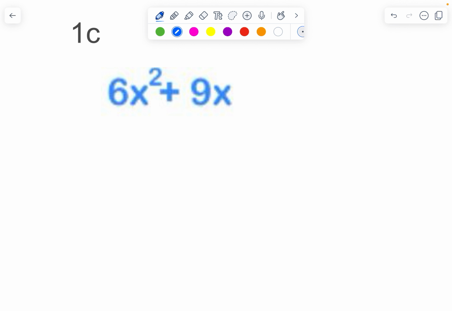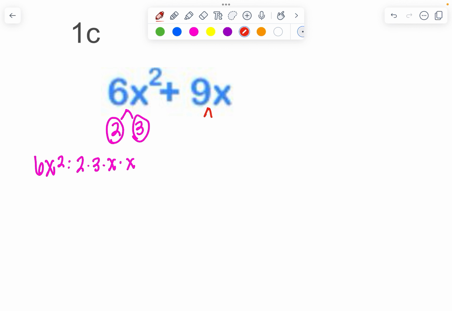Let's look at 6x squared here. Again, we'll just do the x squared at the end. So 6 I know is divisible by 2. It's 2 times 3. Those are both prime. I can't do anything else. So 6x squared is 2 times 3 times x times x.